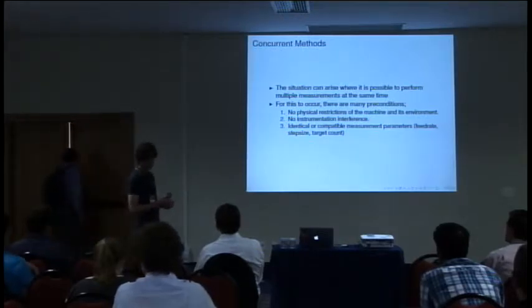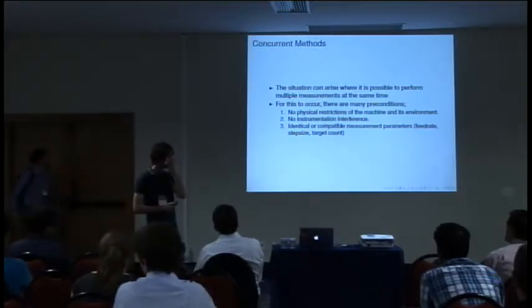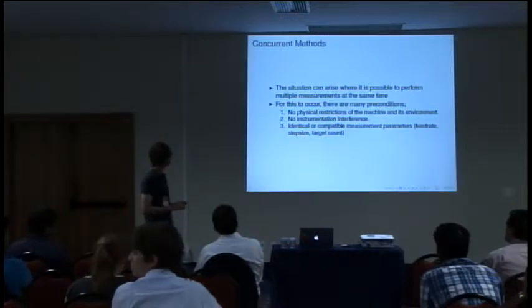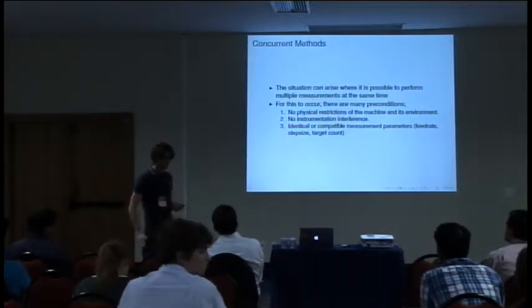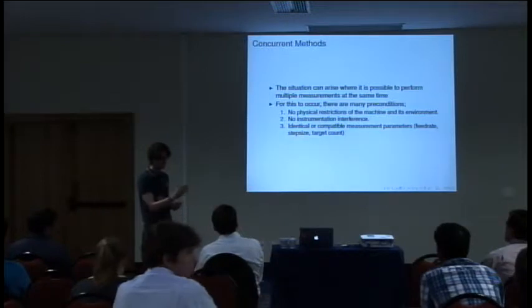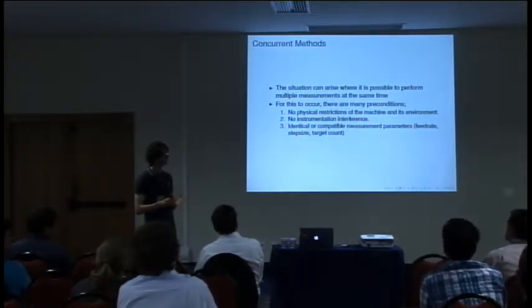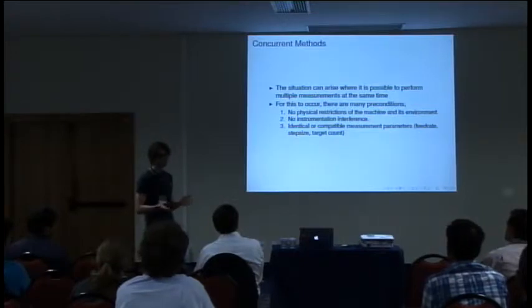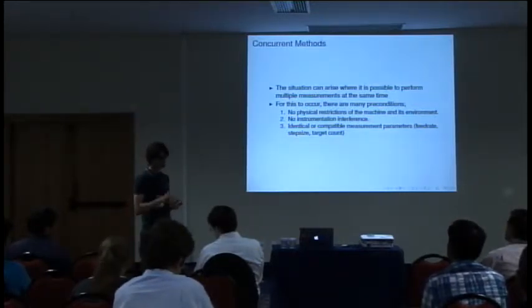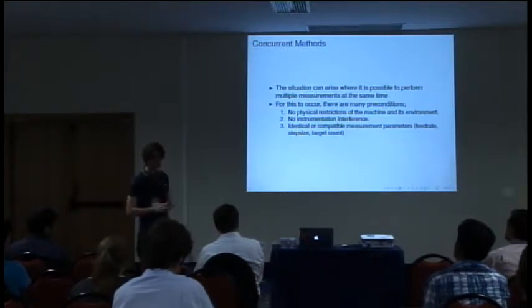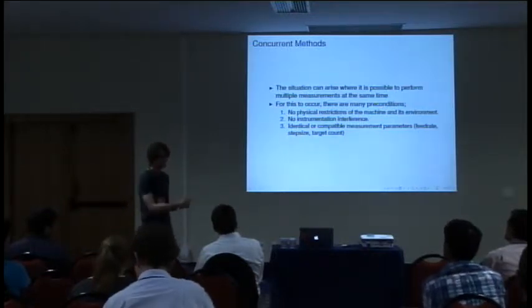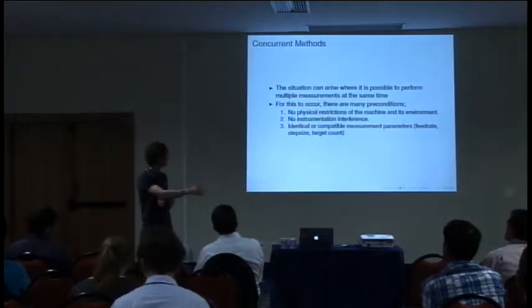So with some of the measurements, you can measure more than one error component at one time. Say if you're measuring the horizontal straightness of an axis, you might also be able to measure the linear positioning if you can get two instruments on there at once. But this depends on if there are any physical limitations of the machine and its environment, if there's any instrumentation interference, and if the measurement parameters themselves are compatible, so the speed at which you traverse and the number of samples you take.